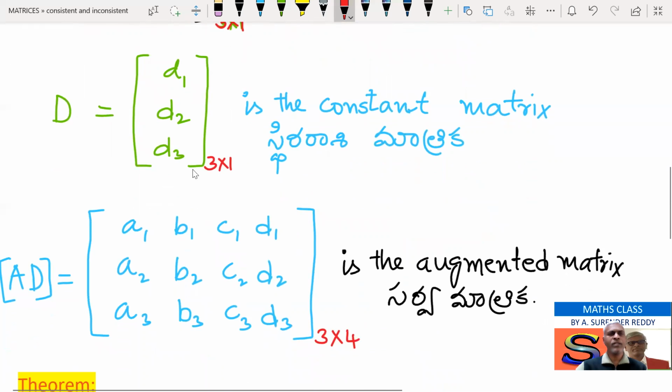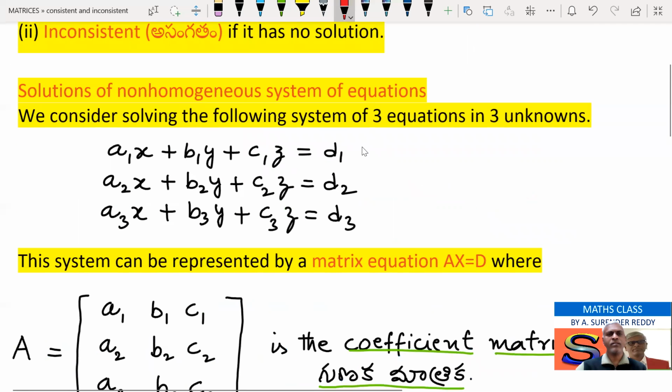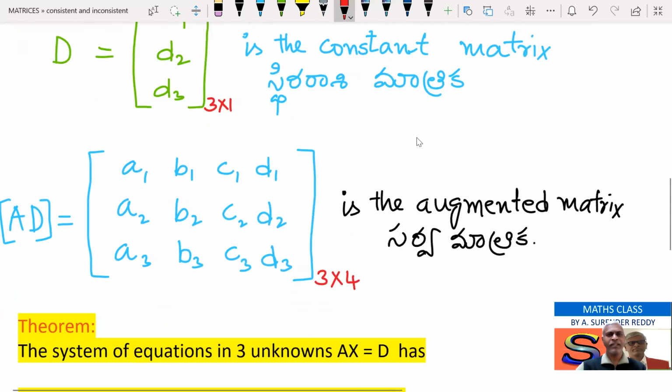And the d1, d2, d3 3 by 1 matrix is represented with capital D and is called the constant matrix, Sthira Rasi matrika antam. ఎందుకంటే ఇవి స్థిర రాశులు, these d1, d2, d3 are constants in the equations. It is called a constant matrix, Sthira Rasi matrika.